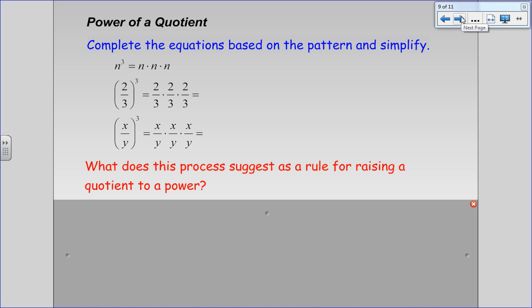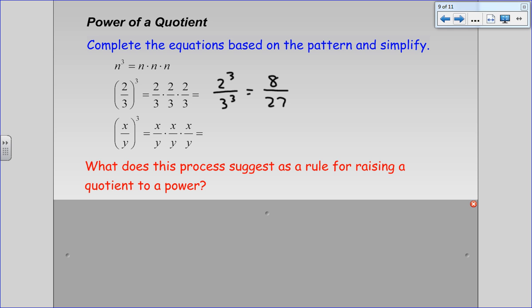Our second property is very similar. It involves finding the power of a quotient. Once again, look at the three equations shown on the slide. n cubed is n times n times n. So a quotient, such as 2/3 cubed, would be 2/3 times 2/3 times 2/3. We use that base 2/3 as a factor 3 times because of the exponent. Simplifying further, we would have 2 cubed over 3 cubed, or 8 over 27.